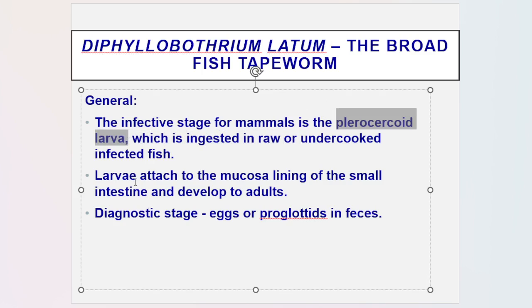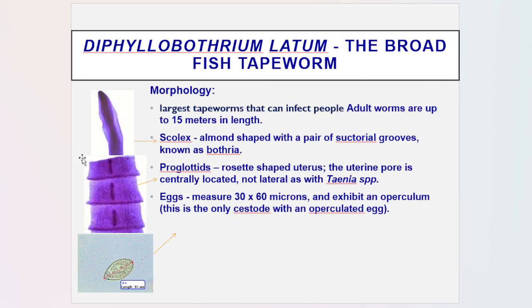The infective stage is the plerocercoid larva. Its scolex is almond-shaped, spatulate, or spoon-shaped, basta kakaiba. It does not have hooks. Instead, it has bothria, which are structural grooves.